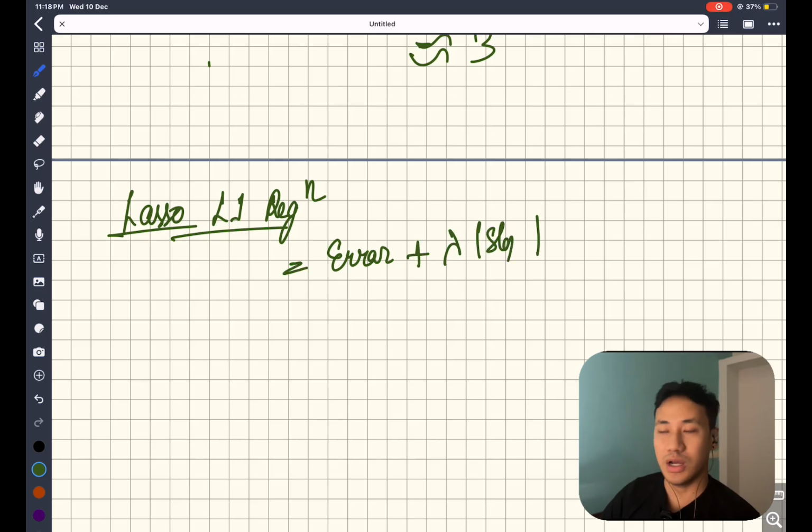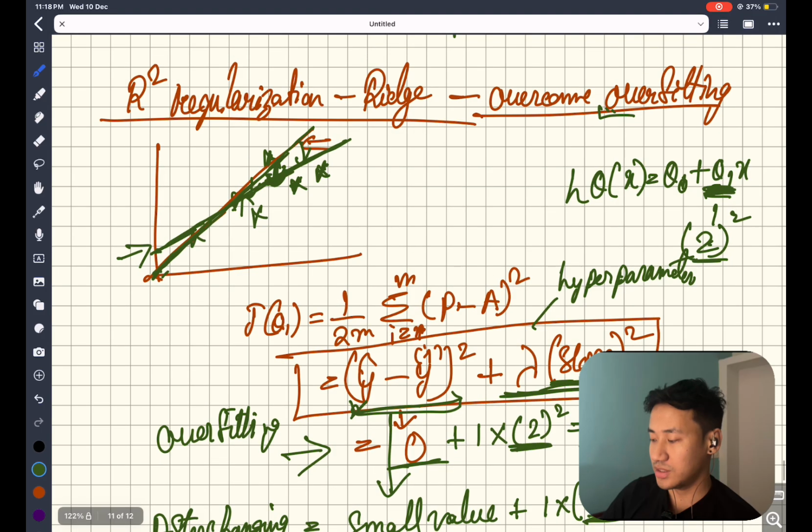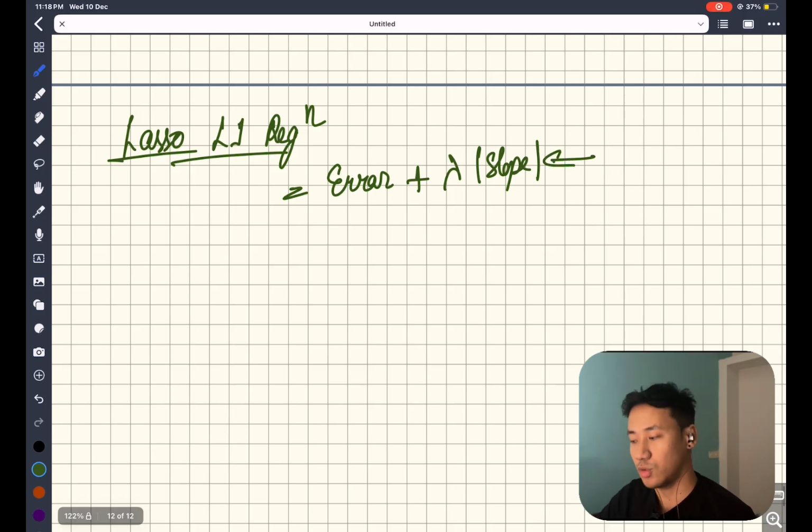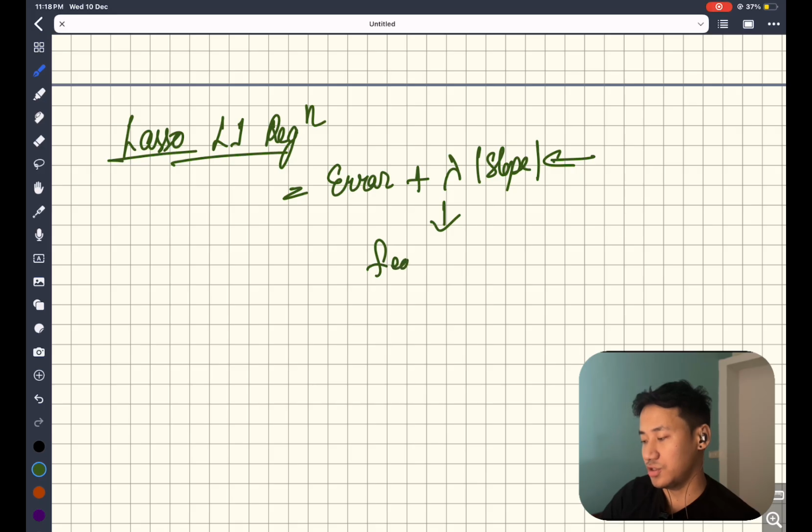Earlier what we were doing? Earlier we were using square, slope square. Here in this case we are using mode. So how does this help us? This helps us in feature selection.